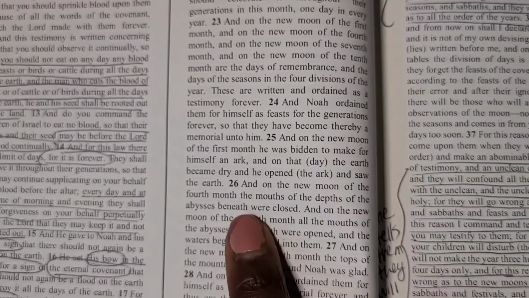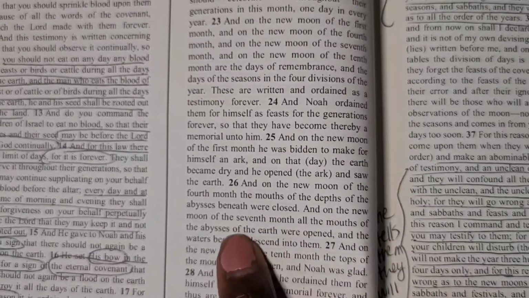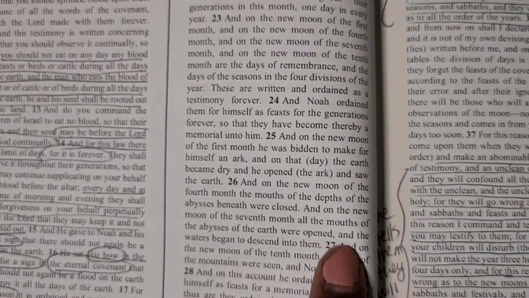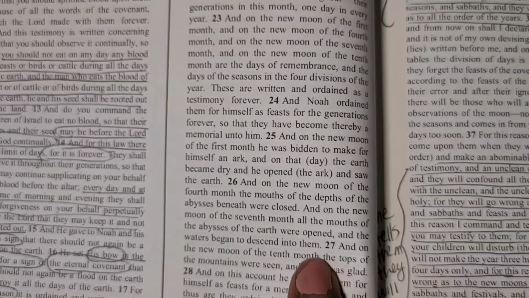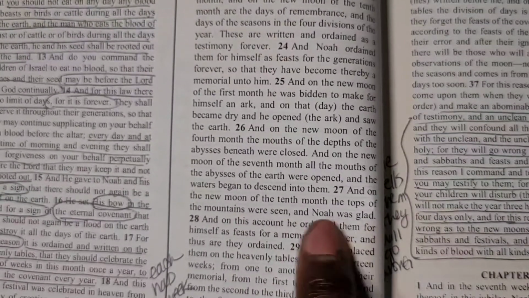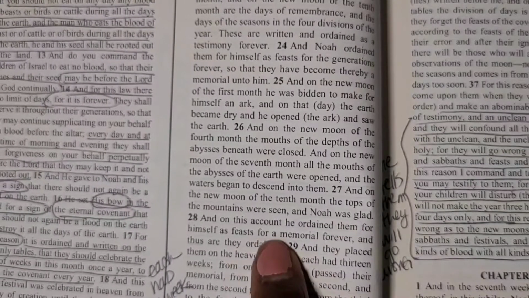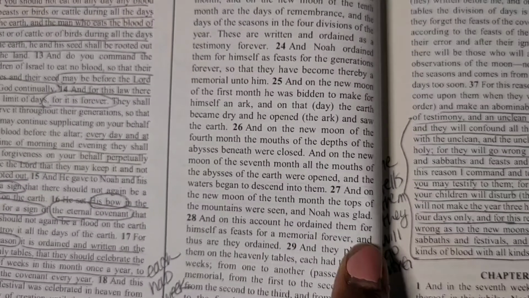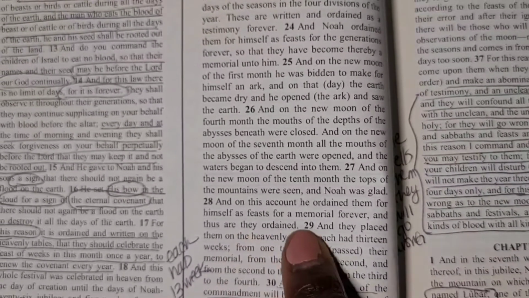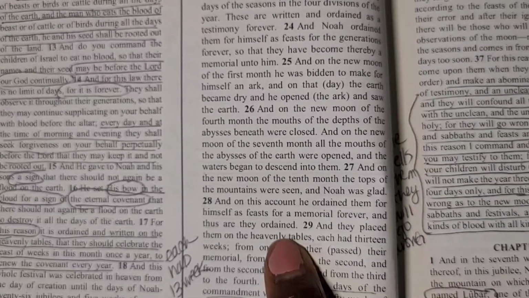And then on the new moon of the 4th month, the mouths of the depths of the abysses beneath were closed. And on the new moon of the 7th month, all the mouths of the abysses of the earth were opened, and the waters began to descend into them. And on the new moon of the 10th month, the tops of the mountains were seen, and Noah was glad. And on this account, he ordained them for himself as feasts for memorial forever. And thus are they ordained.